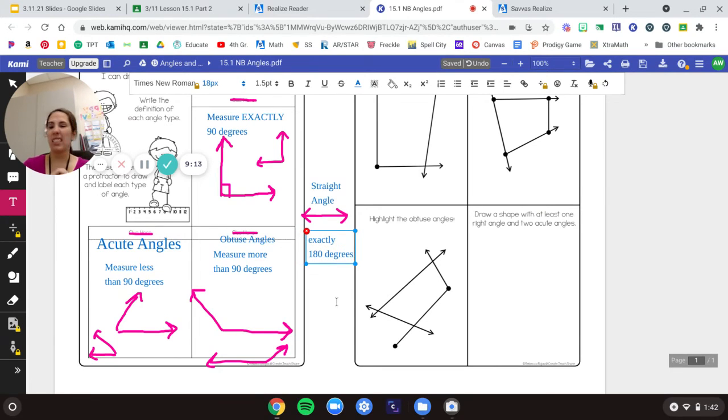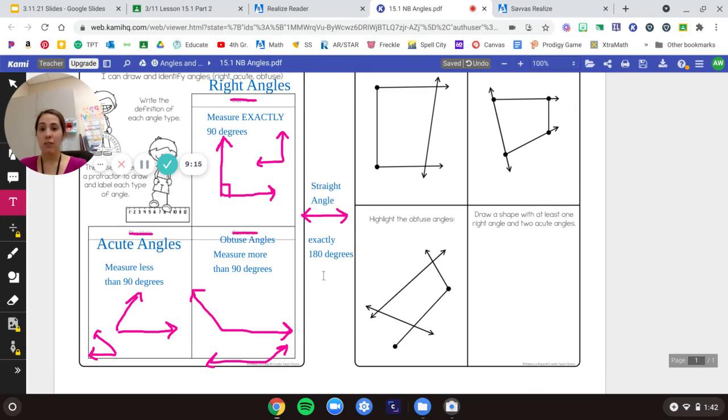They have to be exact on that. If it's 179, it's an obtuse angle. Okay, it has to be exactly 180 degrees. And if it's more, that's a different kind of angle that you'll learn about later. Okay, so I'm going to give you a few numbers, and I want you to point to the box on your page. Which one do you think this would fit under?